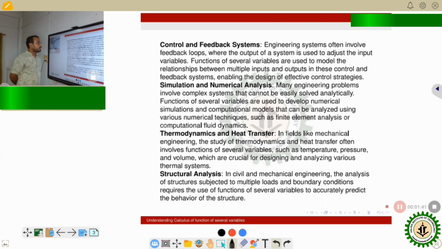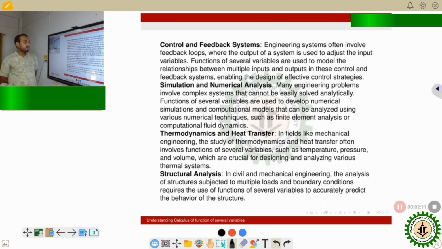In the sense of numerical analysis, you can also utilize the functions of several variables, because some complex engineering problems arise where you cannot calculate the output analytically. So using the functions of several variables, you can construct a mathematical algorithm to calculate the simulation function, and you can apply that to give the solution to the complex engineering problem also.